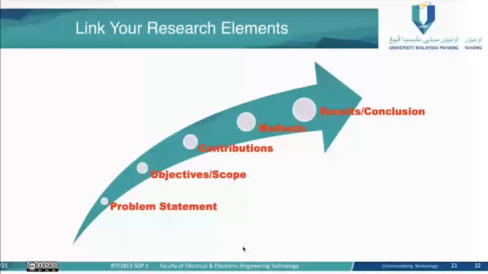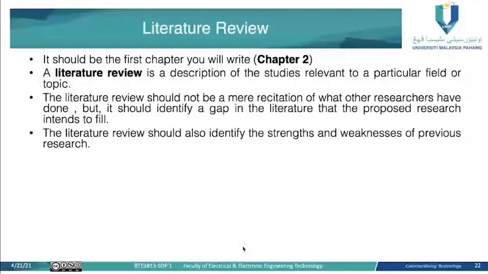Then chapter 2. Even though chapter 2 will be written first, I try to explain in the sequence of the thesis or the proposal. But this literature review, as we mentioned before, must be written first. Before you start to write anything, you should conduct the literature review and come out with your problem. Then you start writing chapter 2, and return to chapter 1 to complete it. So it should be the first chapter you write.